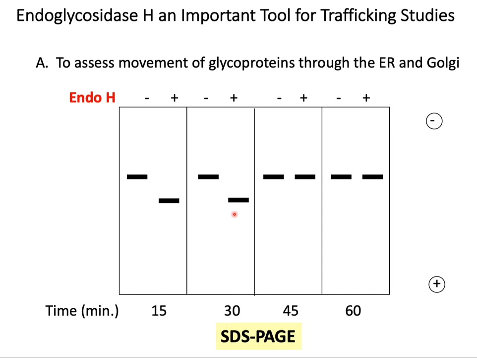At 30 minutes, you can see the protein is still sensitive to endoglycosidase H, but by 45 minutes, your protein is resistant to endoglycosidase H, and it no longer can cleave these glycans, and no change in the molecular weight happens. And of course, at 60 minutes, there is no change in the molecular weight. And this is how you can see, with a fair amount of confidence, that the protein traveled through the medial Golgi somewhere between 30 to 45 minutes.